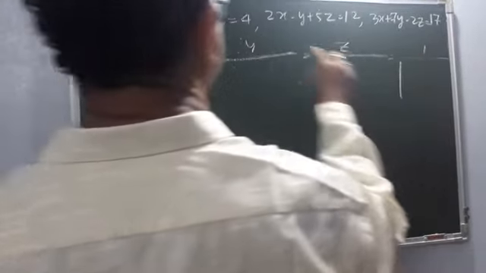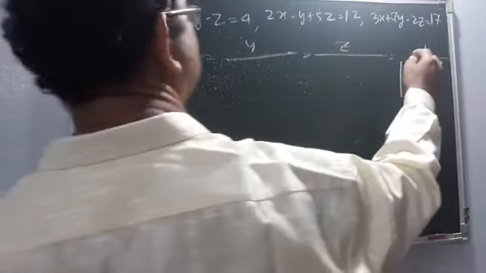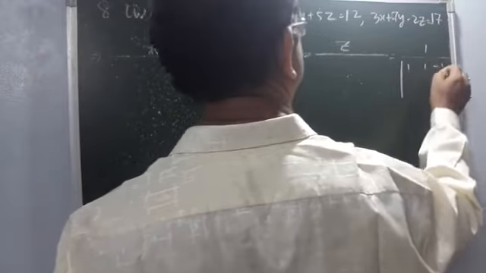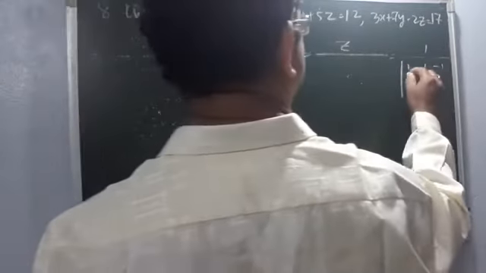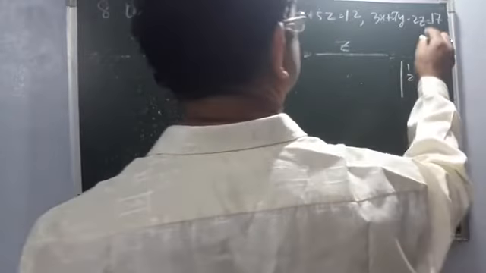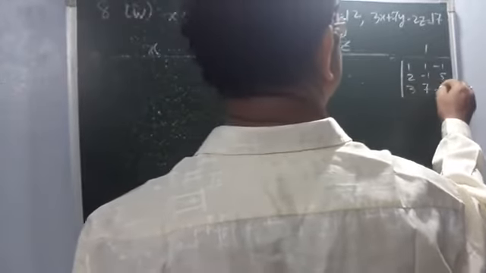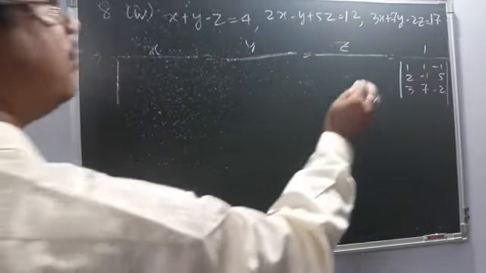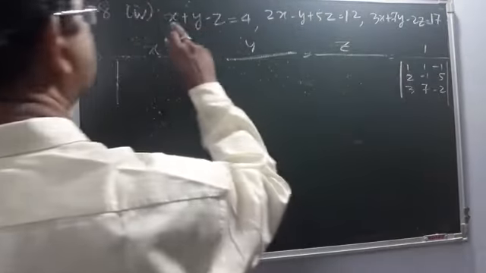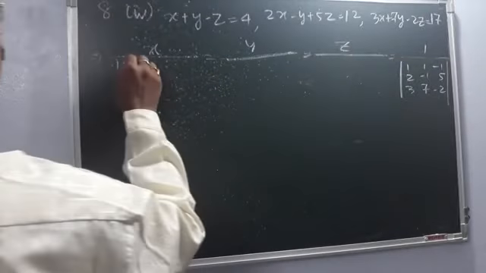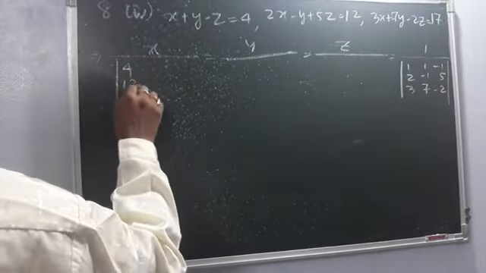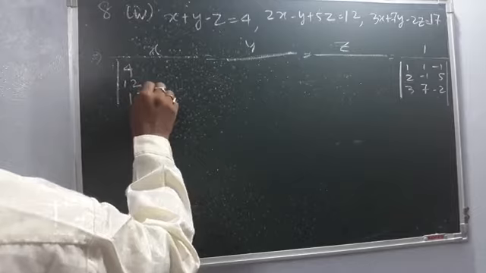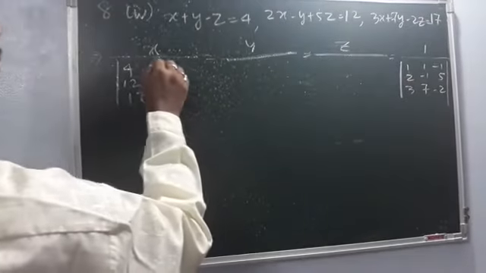1 by the determinant is only the coefficient of x, y, z. So 1, 1, minus 1, 2, minus 1, 5, and this is 3, 7, minus 12. In place of x, you will replace the coefficients of x, which are 1, 2, 3, by 4, 12, 17, and the remaining will be the same.